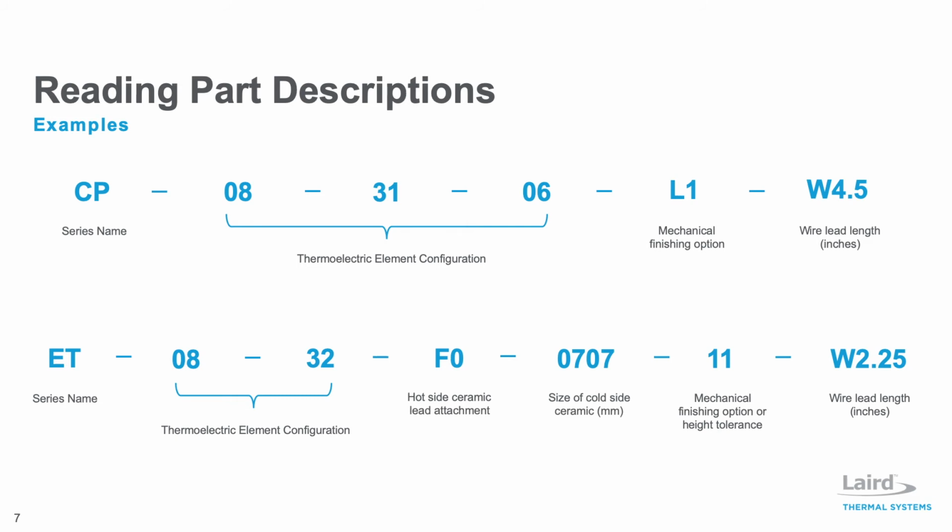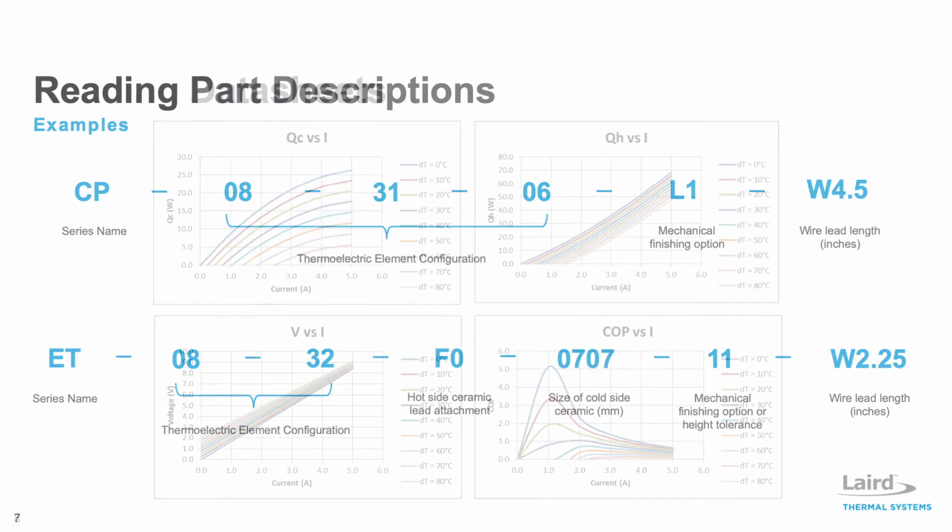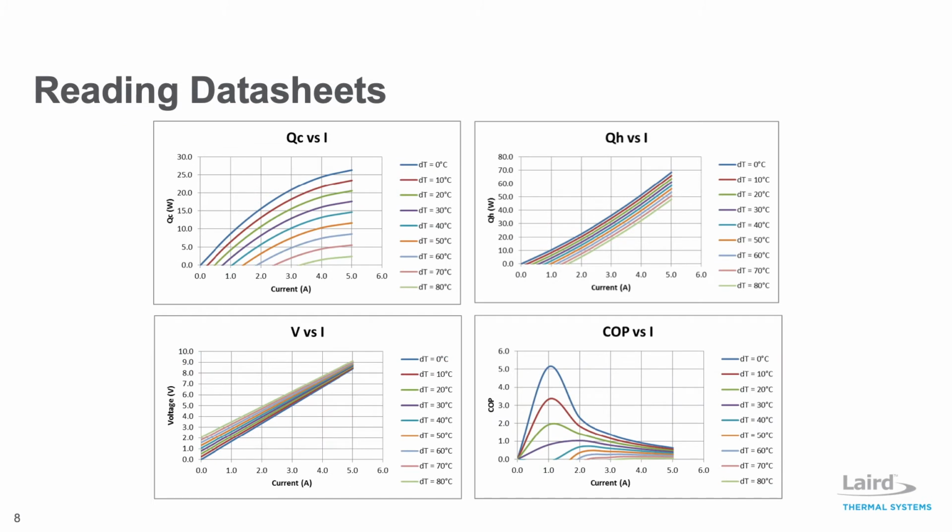Laird Thermal Systems series of thermoelectric coolers follow several part numbering schemes based on how long the product has been on the market. Each alphanumeric sequence indicates an electrical or physical attribute about the thermoelectric cooler, so an engineer can understand the difference in part descriptions. The thermoelectric cooler datasheet provides all product performance information.